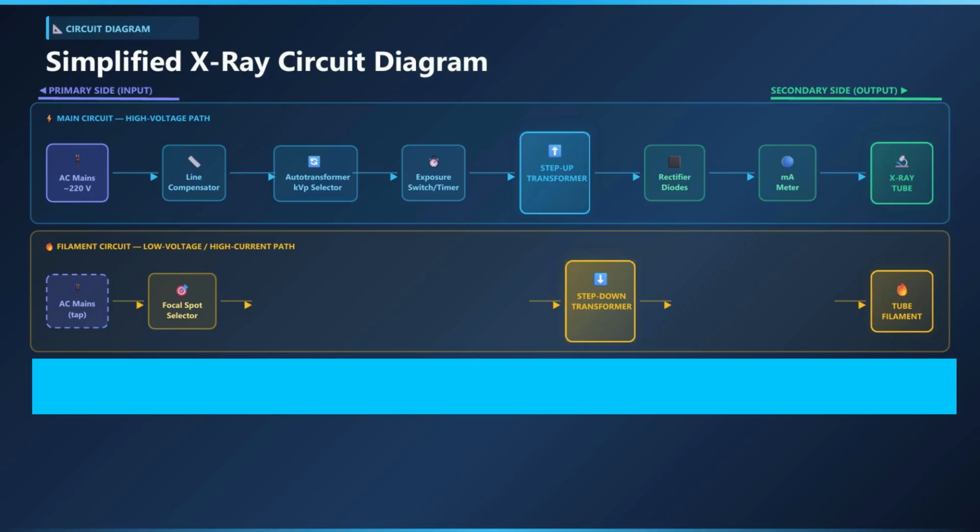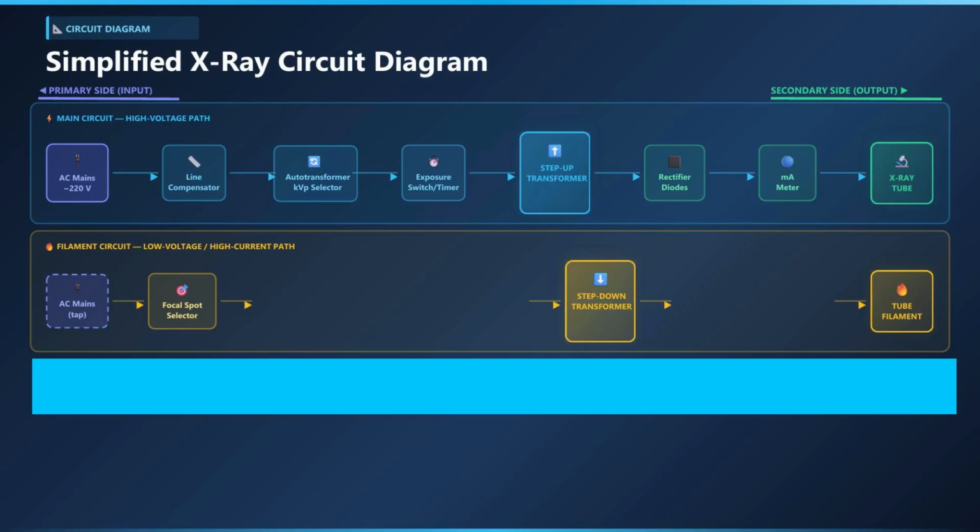On the primary side, we start with the alternating current from the main power source at 220 volts. The line compensator stabilizes voltage, followed by the autotransformer, also known as the kilovolt peak selector, which adjusts voltage levels that will be supplied to the step-up transformer. The exposure switch and timer start and control the X-ray duration.